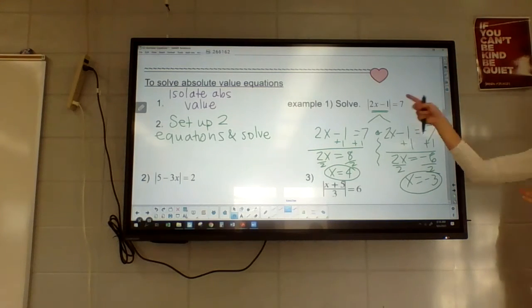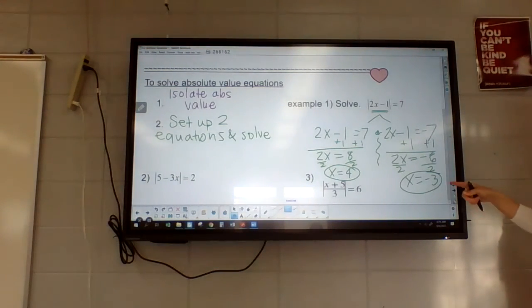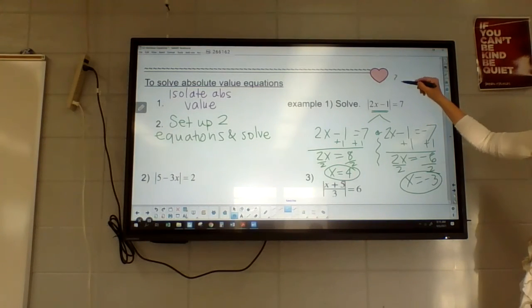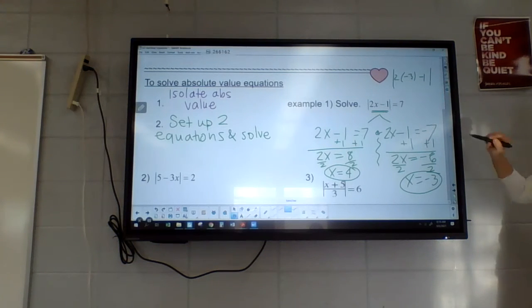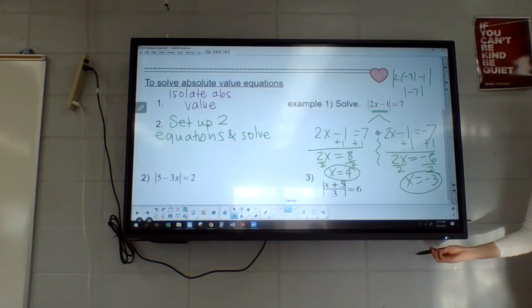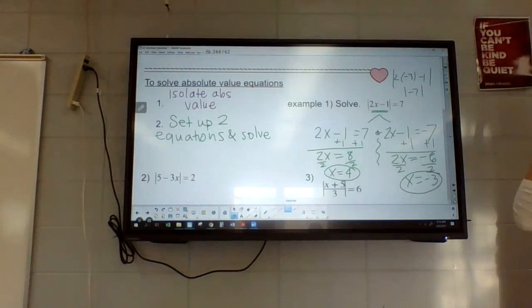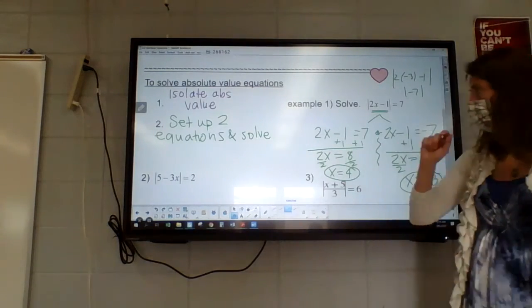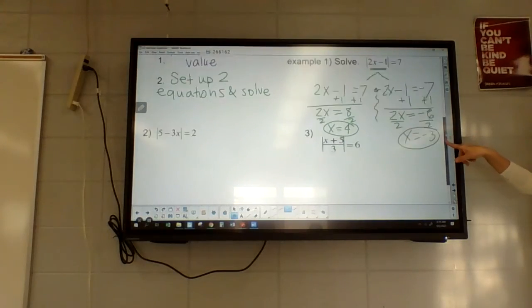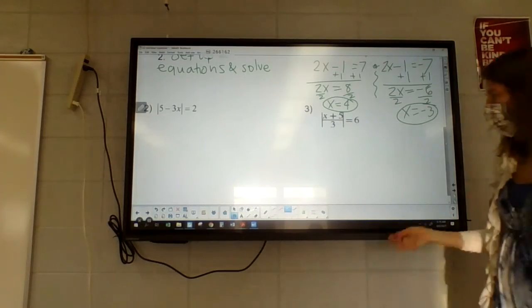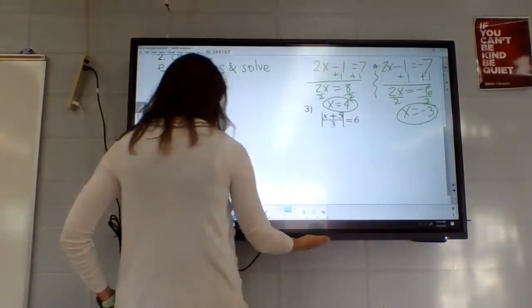They both will work if I check my solution. Just to show you this one: 2 times negative 3 minus 1, if I take the absolute value of that, it's negative 6 minus 1. So there's our negative 7. That makes sense. So we do need to include both answers. We'll talk about the special cases when we get back from our break. We'll finish up these last two here though.